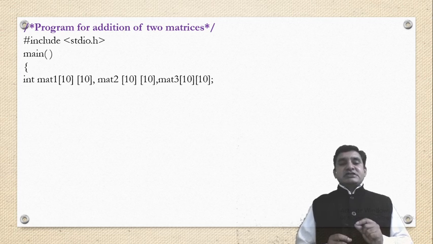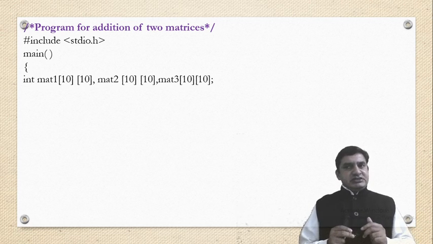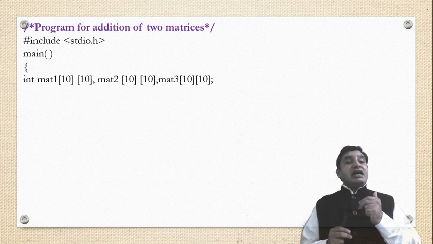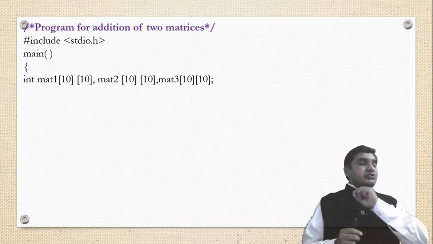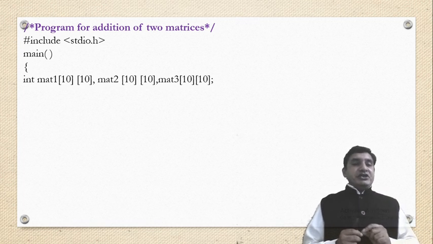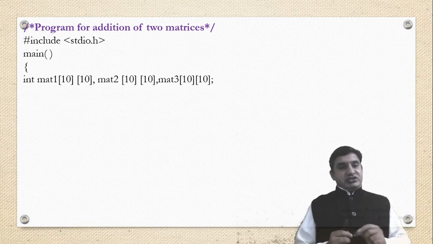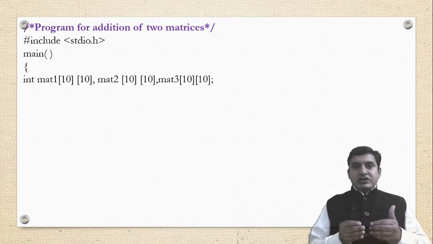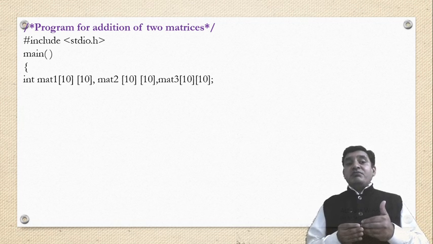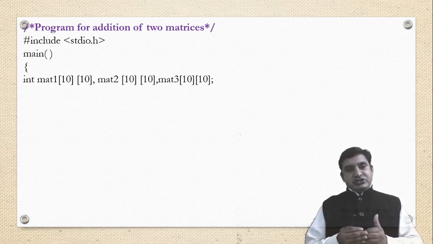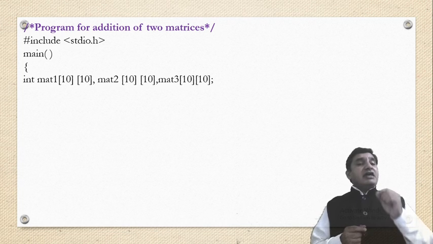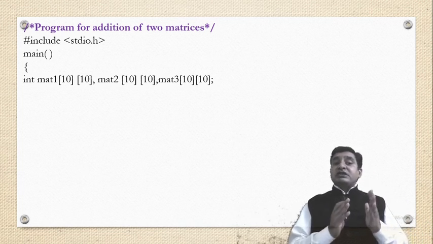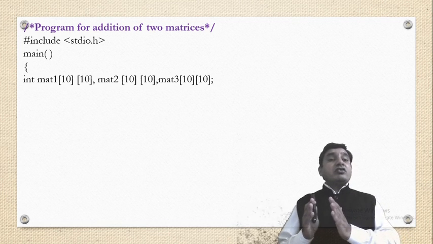The size of the matrix: actually this is a two dimensional array. Here we use a two dimensional array. The first 10 represents the number of rows and the second 10 represents the number of columns. So the matrix can be a 10 by 10 matrix. Matrix 1 can be a 10 by 10 matrix, that is, it consists of 10 rows and 10 columns.